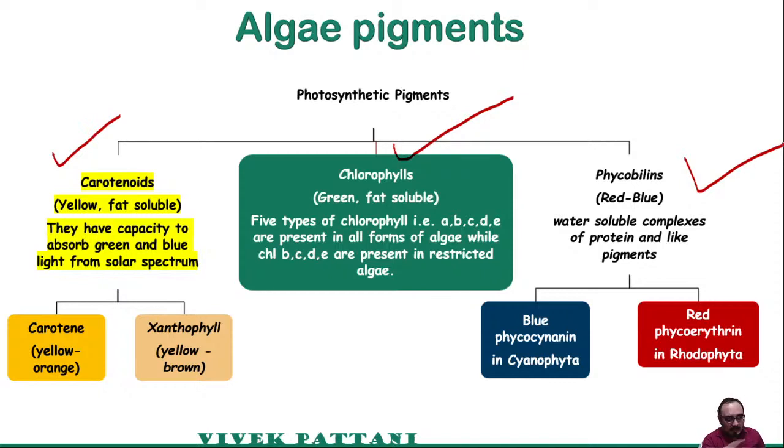What are carotenoids? Basically they are generally yellowish in color and are fat soluble pigments, and they have the capacity to absorb the solar spectrum. Further, these carotenoids are divided into two types: carotene and xanthophyll. Carotene is yellow or orange in color, whereas xanthophyll is yellow to brown in color.